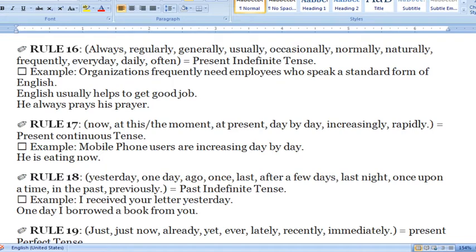So rule 16, 17, 18 to sum up. First one, always, usually, regularly, generally, seldom, often, this much. If you find this, then you have to follow the structure of present simple tense. And if you find now, at this moment, in this moment, day by day, increasingly, rapidly, this much, then you have to take present continuous tense, means ing will be added with the verb. And rule 18 says if you find yesterday, ago, long ago, last month, last night, previously, this much in any sentence, then you have to follow the structure of past indefinite tense.